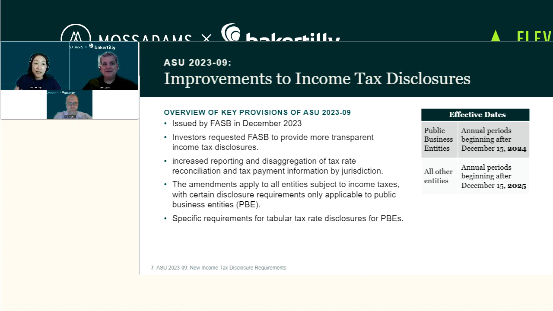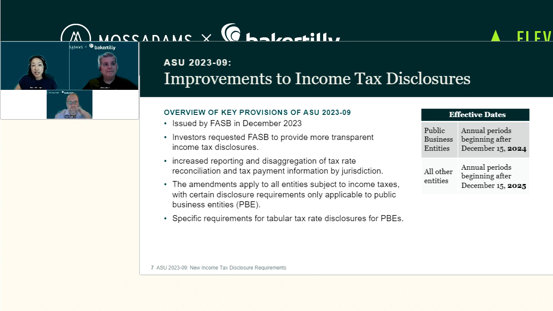So I'm going to cover first some high-level overview of the standard. So let's first note the effective dates of this ASU. Public business entities will adopt this standard for annual periods beginning after December 15th, 2024. This means that for calendar year issuers, 2025 will be the first year that this ASU is mandatory. And then other entities will have another year to prepare. But we're going to share very important information for non-public entities as well. So please stay tuned.